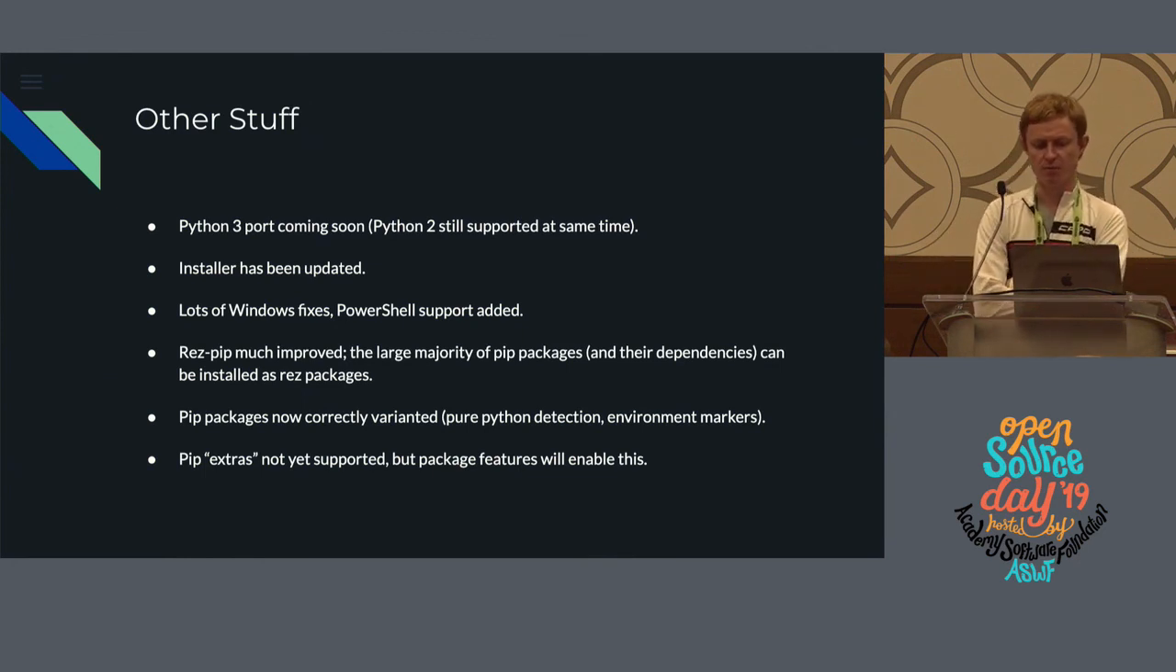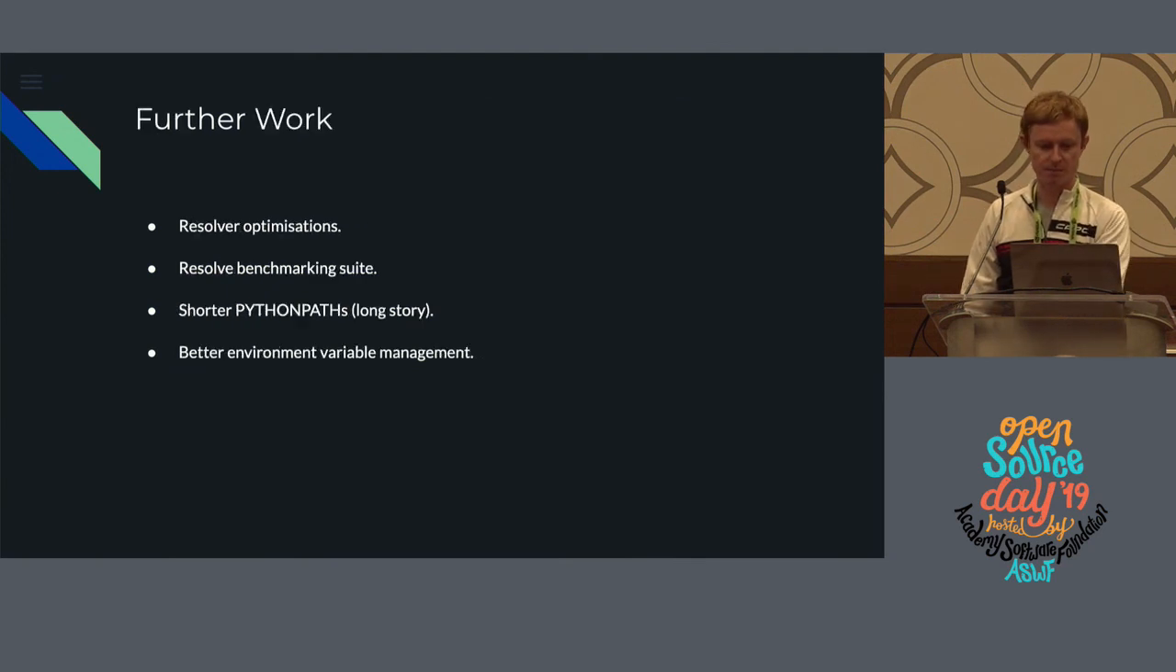It also more correctly generates the matching variants in a Rez package analogous to the pip package. So, for example, if a pip package is pure Python, then it won't variant on platform, architecture and operating system, for example. It does some more things like that, though, and takes into account things in pip called environment markers, which if you're a Python packaging geek, you'll know about. Pip extras aren't supported yet because they don't fit into the model of Rez at the moment, but when package features are there, they will, and it should be fairly trivial to support them at that point in time.